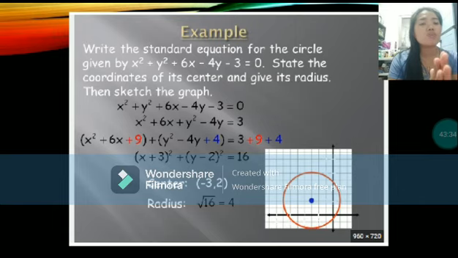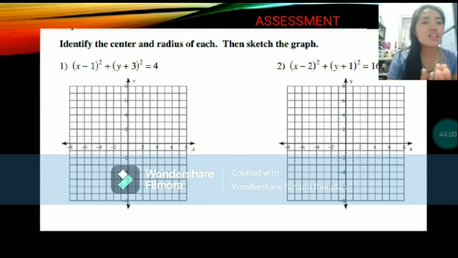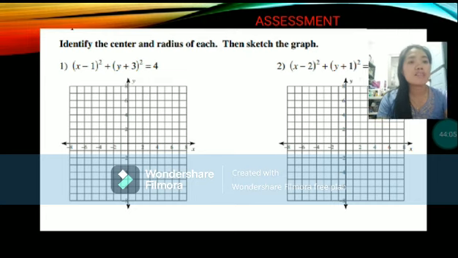Then the equation would be x plus 3 quantity squared plus y minus 2 quantity squared equals 3 plus 9 plus 4, which is 16. Therefore, the center is negative 3, 2, and the radius is the square root of 16, which is 4. So we need to locate negative 3, 2, and then count 4 units to the right, left, up, and down.